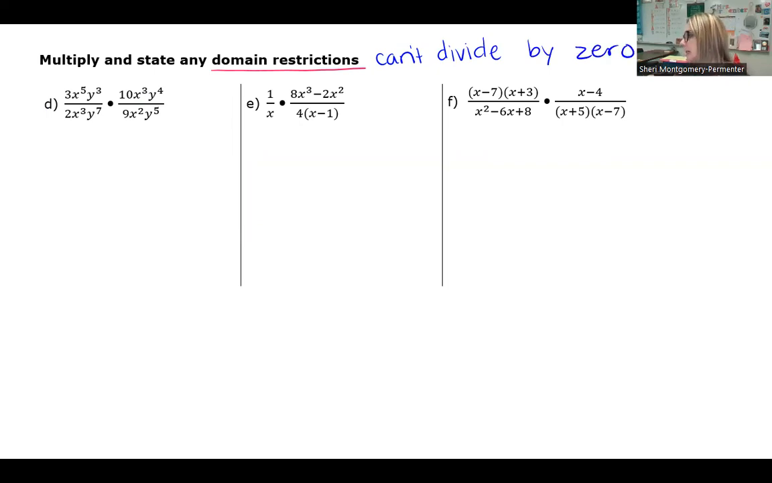Remember how much I really like to put those sentences on quizzes and tests and things? We need to know how to answer them. You have domain restrictions because you can't divide by 0. So for my first example where I'm multiplying, what would make either one of these denominators equal to 0? If x was equal to what?